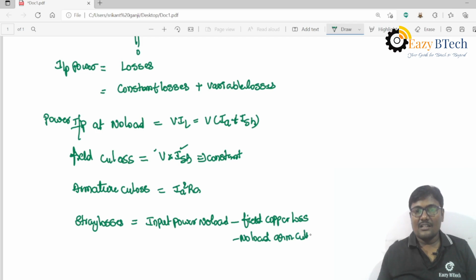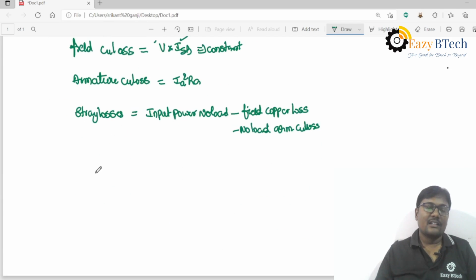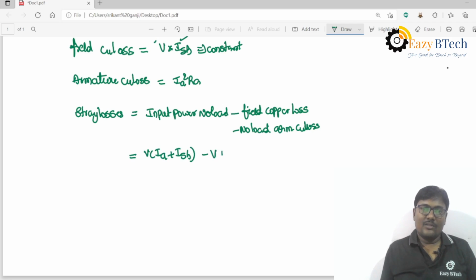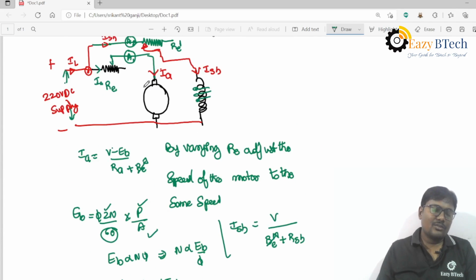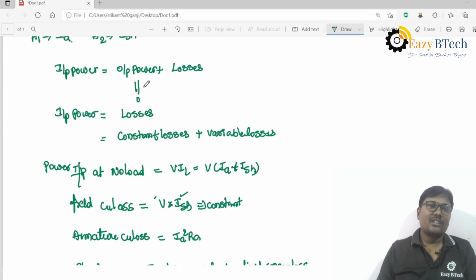So already we discussed what losses there are. The constant losses are the stray losses, the magnetic and iron losses, which are called the stray losses. They equal V into (IA plus ISH) minus V into ISH minus IA square into RA. See, the current flowing through a winding will produce heat.